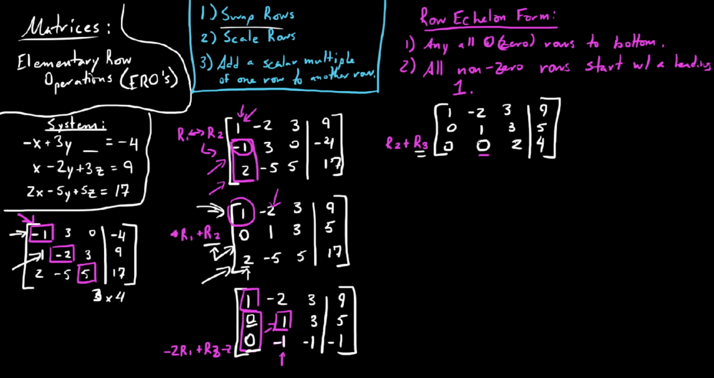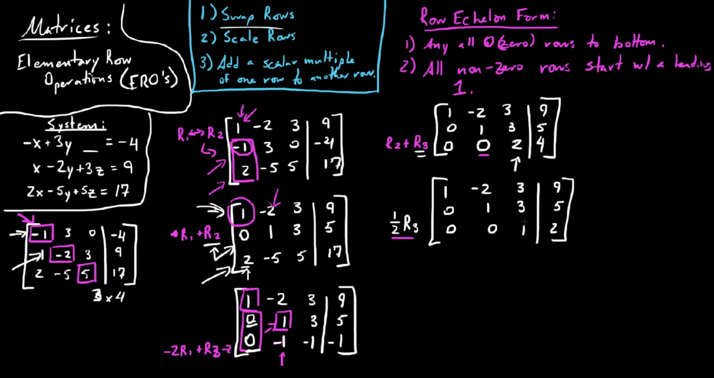The last thing I'd like to do now is, all non-zero rows we wanted to have a leading 1. And so I want this to lead with a 1 here. These zeros we kind of neglect, but I need this to be 1. So what we'll do is we'll just take half of row 3. We're allowed to scale an entire row. And I should have written that in pink, sorry. So we got 1, negative 2, 3, 9, 0, 1, 3, 5, and we get 0, 0. Now half of 2 is 1, half of 4 is 2.